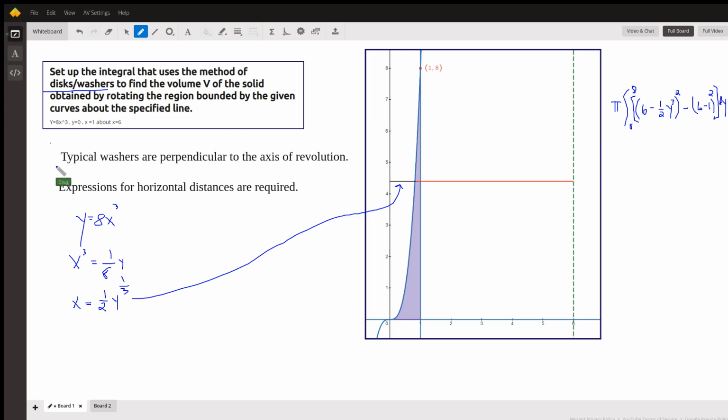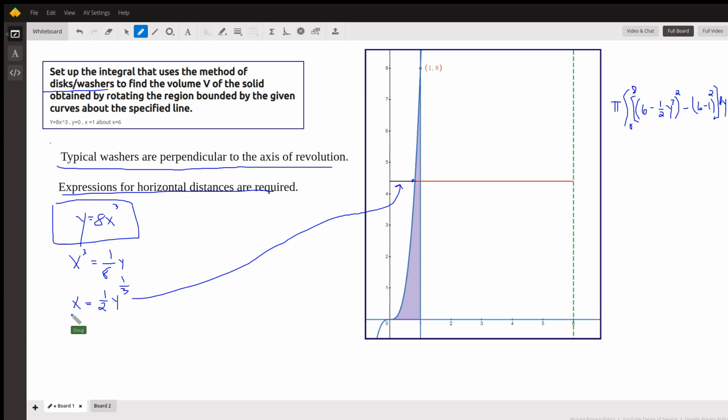But anyway, when you're going to use the washer method, you have to realize that your typical washers are perpendicular to the axis of revolution. So this red line from x equals 6 to the curve represents the outer radius. And this little black segment here, if I want expressions for horizontal distances, I need to solve this function for x in terms of y.